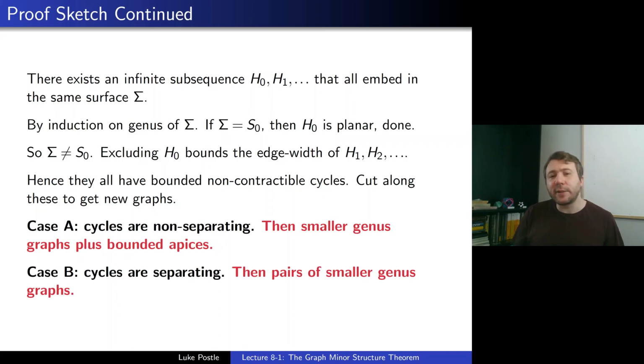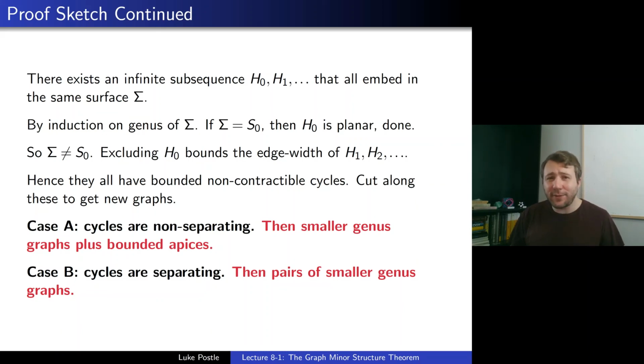The other case is that the cycles are separating, and then what would happen is each graph H1, H2 would separate into two smaller graphs that are glued, and then you're getting these smaller genus graphs, and if you did it with rooted roots there, then you'd actually again find a good pair in each one. If the smaller ones are well-quasi-ordered, then pairs of them are, and so we'd be able to again find a good pair, a contradiction. So that's some very rough sketch of the graph minor structure theorem proof at a very high level.